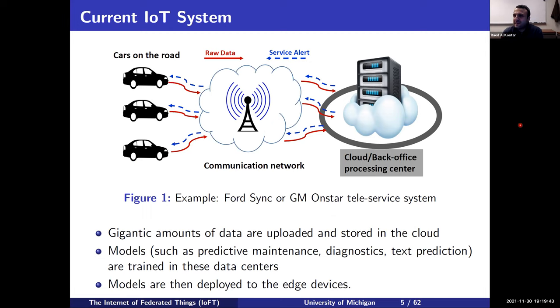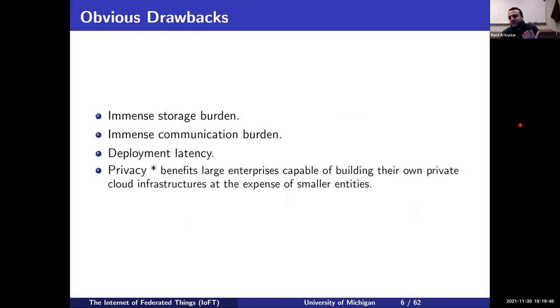Then there is a key issue here. And finally, which is very obvious, is privacy. The need to upload raw data to a cloud is an infringement on privacy. Actually, it also benefits large enterprises that are capable of building their own cloud infrastructures, or using their own private cloud infrastructures, at the expense of smaller entities. Even if smaller entities can have their private cloud infrastructures, probably they will not be able to collect enough data to learn big, meaningful big data analytics.